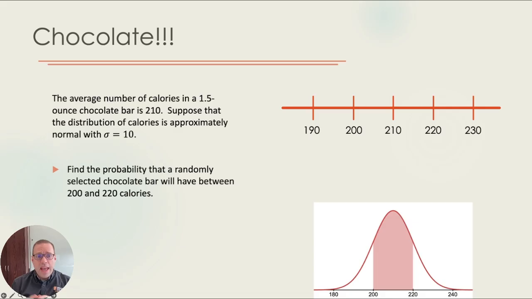Okay. What area do we want? We want 200 to 220. So that's one standard deviation in either direction. So we want to know what's the probability of being one standard deviation either direction. I hope by saying it that way, I've started ringing some bells. What's the probability of being within one standard deviation in either direction?